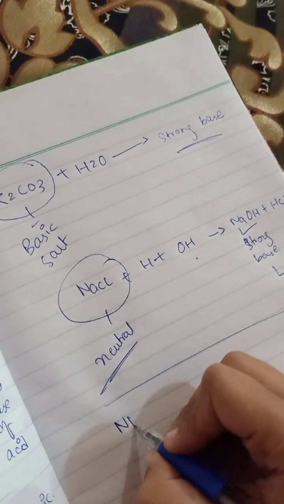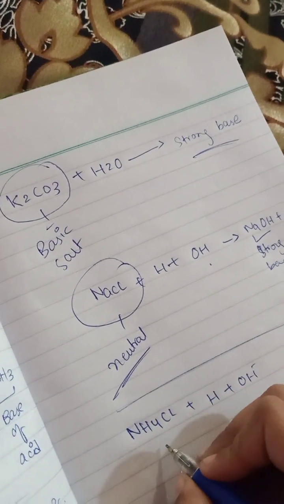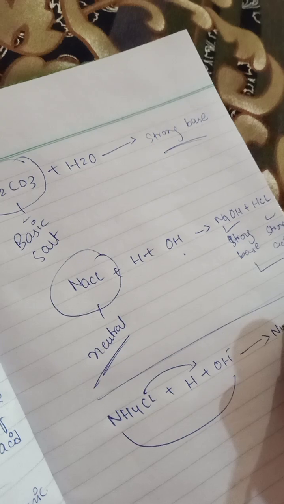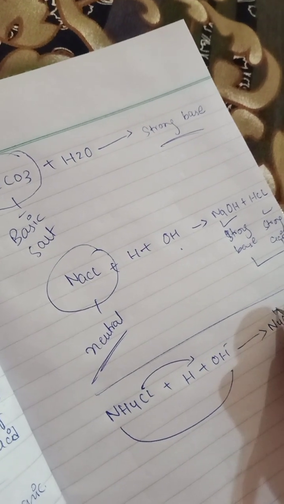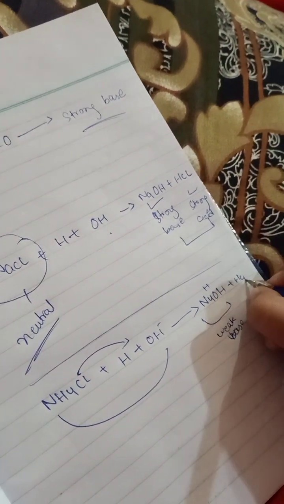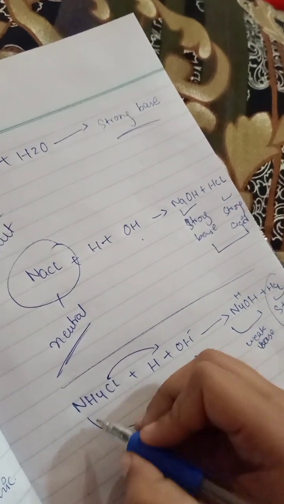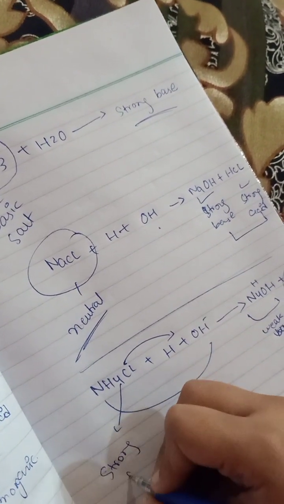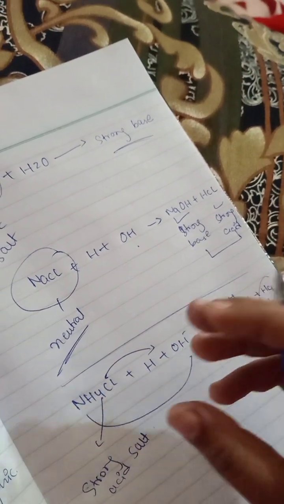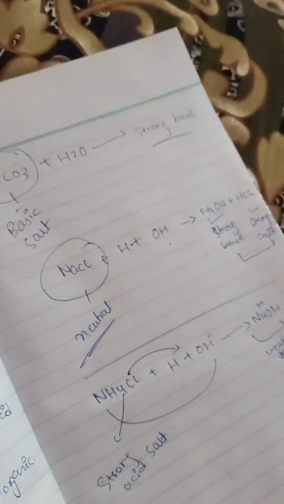You can take the example of ammonium chloride, adding it to the water. So this ammonium will react with the hydroxide, and chloride will react with the hydrogen. So ammonium hydroxide will be formed plus HCl. So this is the weak base, and this is a strong acid. So that's why we are calling that a strong acid salt. So the compound which is basically strong in the water, we call that strong thing a compound.